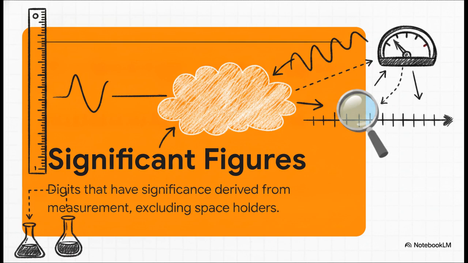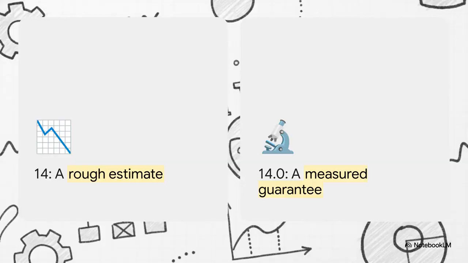And that brings us to significant figures. These are the specific digits in a number that carry real, meaningful information about the actual precision of that measurement. Now, what's really interesting about this slide is the difference between 14 and 14.0. In a high school math class, sure, they have the exact same value, but in a chemical plant, they are communicating vastly different things. Writing 14 is basically just a rough estimate. It means the true value could be anywhere from 13.5 up to 14.4.